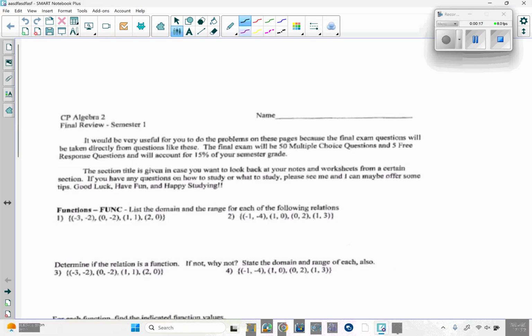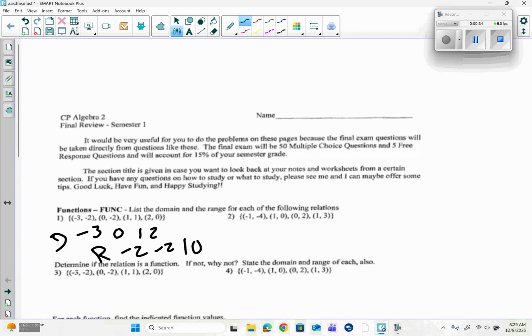It says list the domain and the range of each of the following. So the domain is going to be -3, 0, 1, and 2. That's the domain. And the range is going to be the y values, which is -2, -2, 1, and 0. Number 2, the domain is -1, 1, 0, 1. The range is going to be 4, 1, or 4, 0, excuse me, 2, and 3.